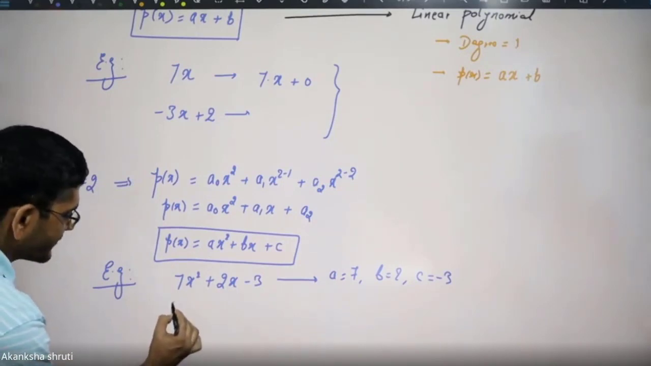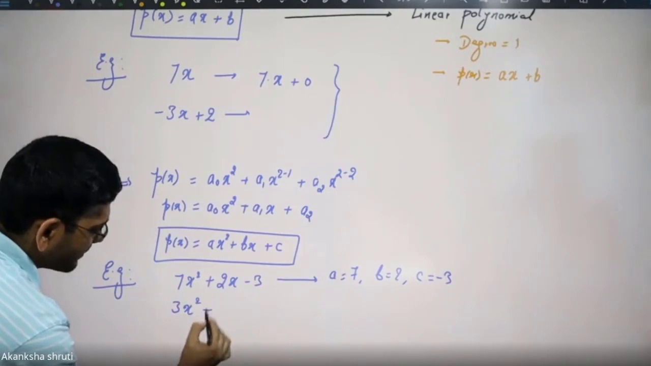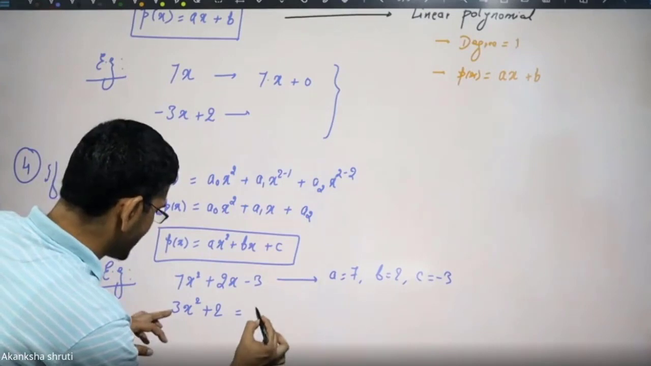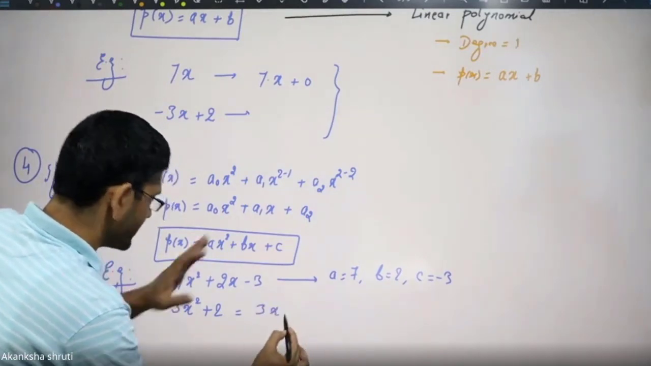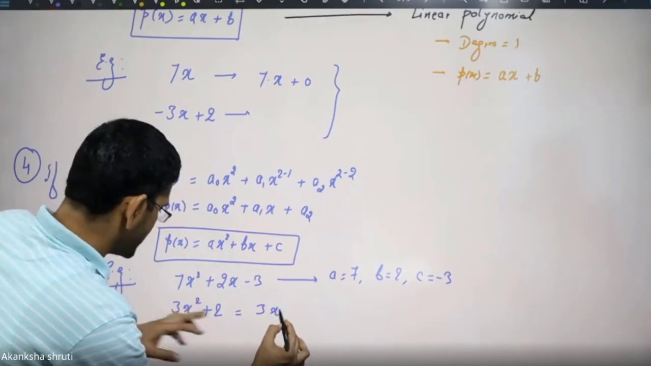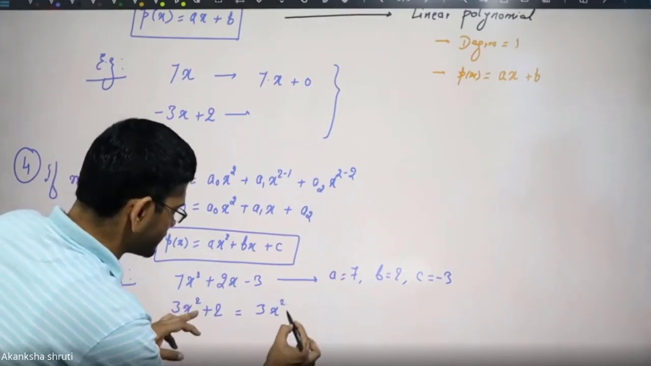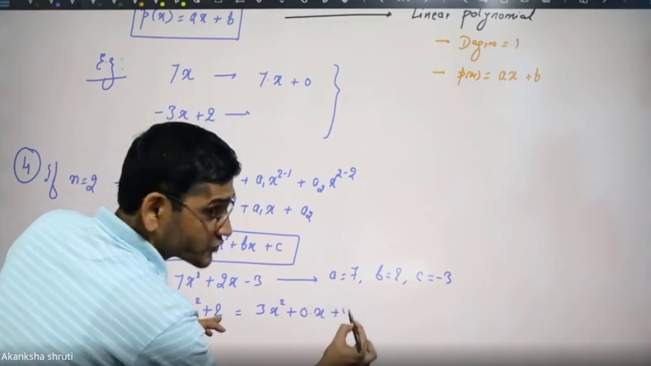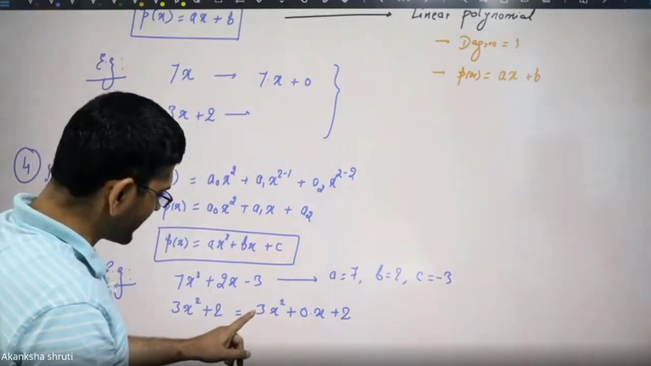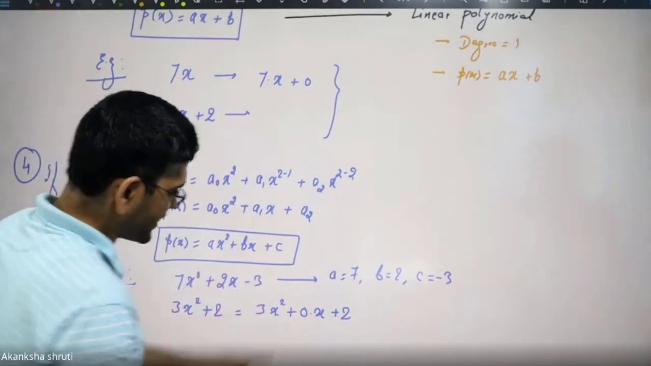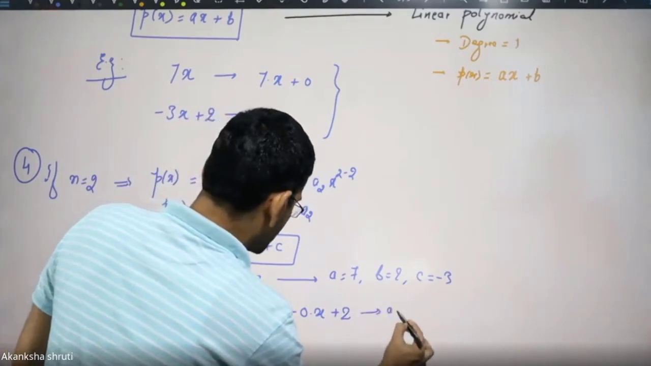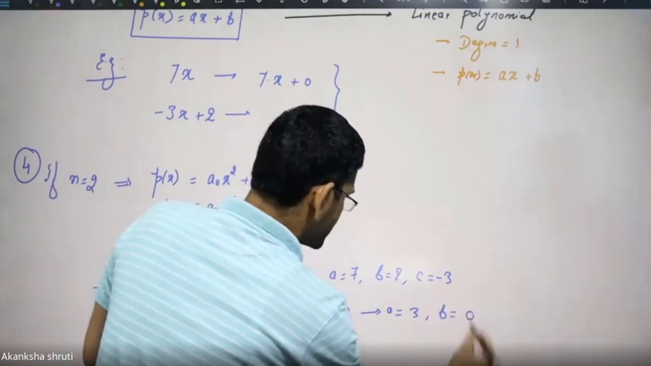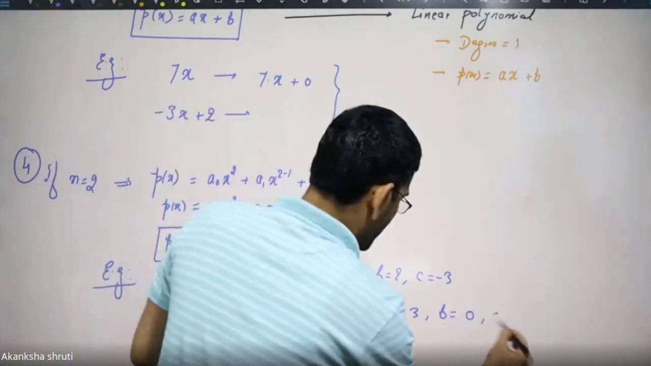If I am taking 3x square plus 2, whether it is quadratic or not, yes, this can be, because this coefficient can be real and 0 is also real, because this can be written as 3x square plus 0 into x plus 2. So what we are observing, it has 3 terms with the coefficient b equal to 0. So keep in mind how to choose, and b as 0. Students, here c is 2.